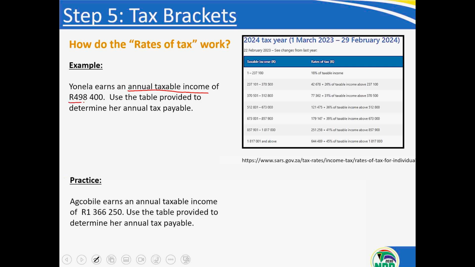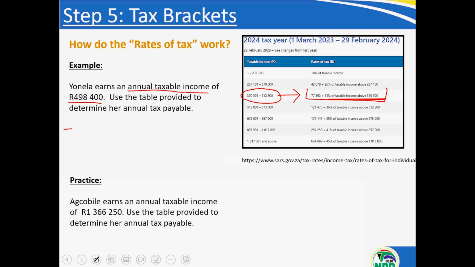We can see her annual taxable income is 498,400 Rand. So we're going to take that value and see which tax bracket Yonela falls into. Yonela falls into tax bracket 3. And the corresponding tax rate is the one in the second column that I have underlined. But how do we put this into our calculators?